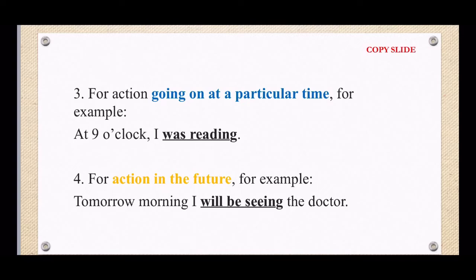Number 4, for actions in the future. For example, tomorrow morning I will be seeing the doctor. Once again underlined, I will be seeing. That already tells us that it's something that will happen in the future. And they also gave us information by saying tomorrow morning, so that's in the future, that this person will be seeing the doctor. So those are the 4 ways that this tense can be used, and also the example sentences with those actions.